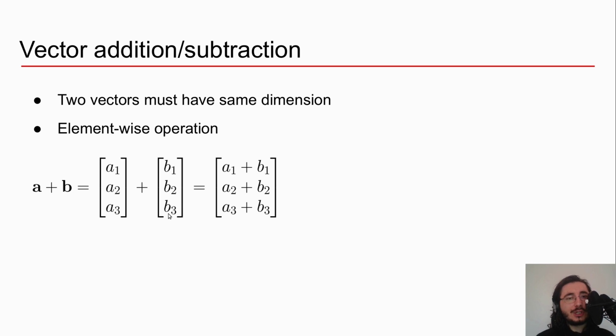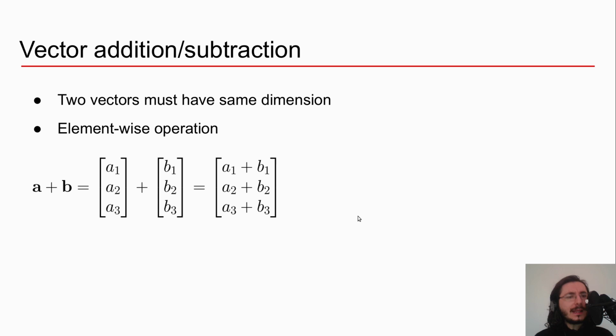So vector addition and subtraction are element-wise operations, as you can see here. So what this basically means is that we add the first element of the first vector to the first element of the second vector, and this is going to be the first element of the sum vector in this case. Then we do the same thing with the second items. So A2 plus B2 gives us the second element of the sum vector, and finally here A3 plus B3 is the third element of the sum vector over here.